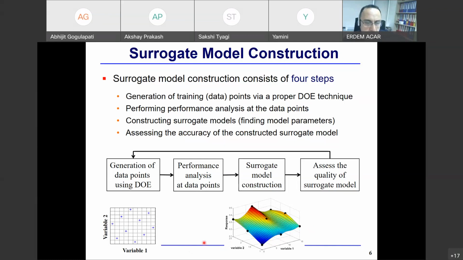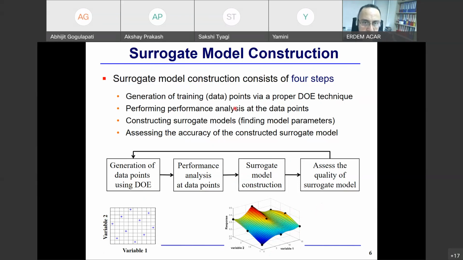Over here we consider a problem where we have 2 variables, like design of this beam. You can envision that this axis is the width and this axis is the thickness. And then we select some points using a proper design of experiment technique. And then at those points, we generate our response values. And then we perform this response surface construction or surrogate model construction so that we now have a mathematical model. And then we can use this mathematical model in our optimization process.